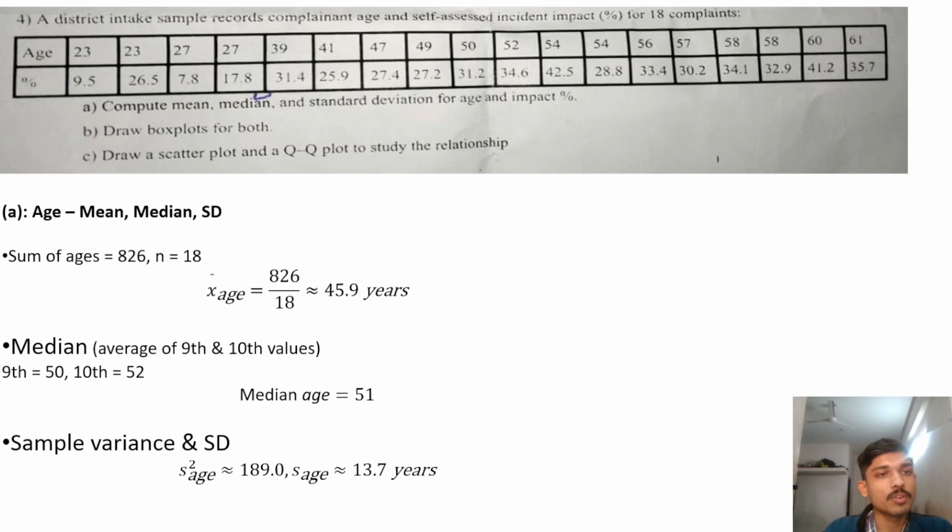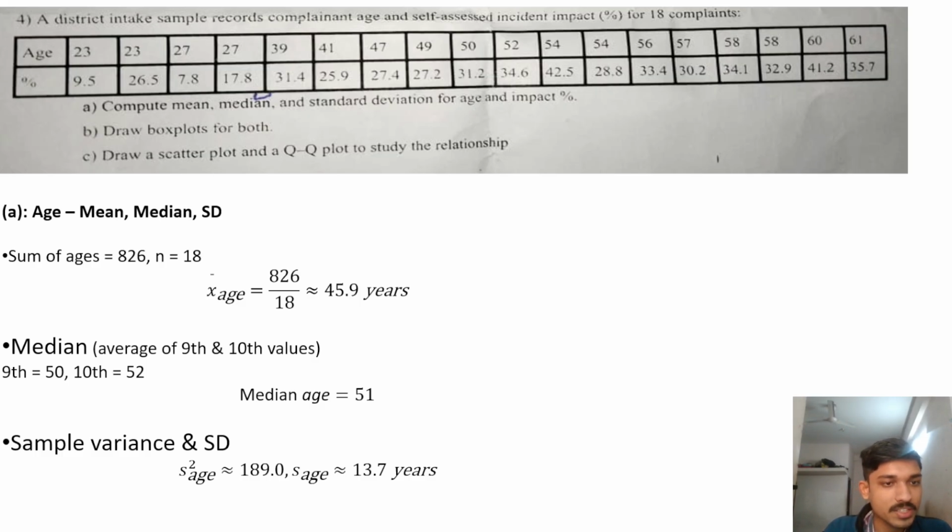Now the next question is question 4. A district intake sample records complaint age and self-assessed incident impact percent for 18 complaints. So we are given the age and the impact columns for the district. We have to compute the mean, median, and standard deviation for both the age part and the impact percent part, draw a box plot for both, and draw a scatter plot and QQ plot to study the relationship between age and impact percent columns.